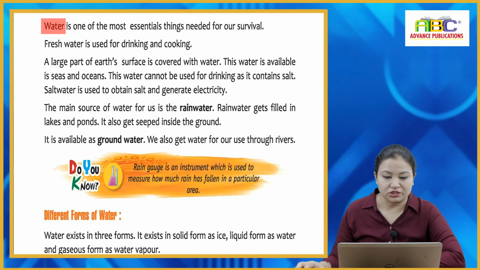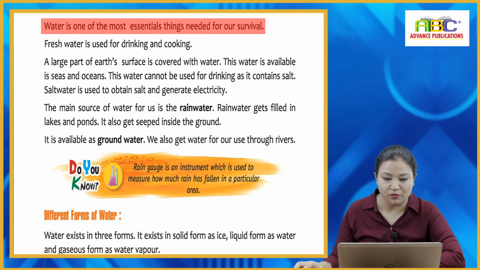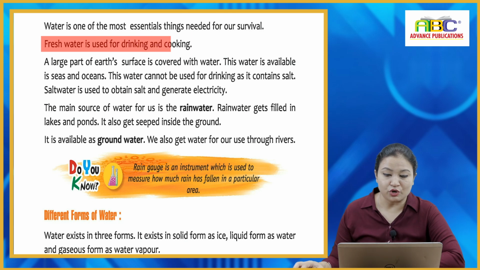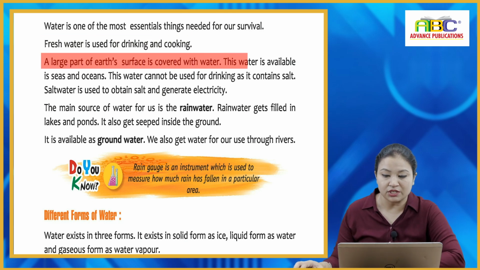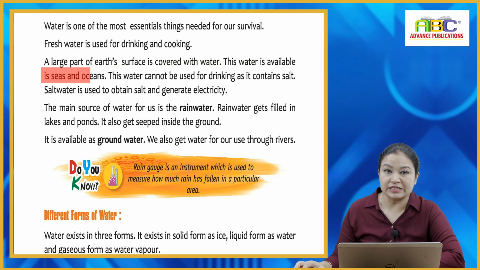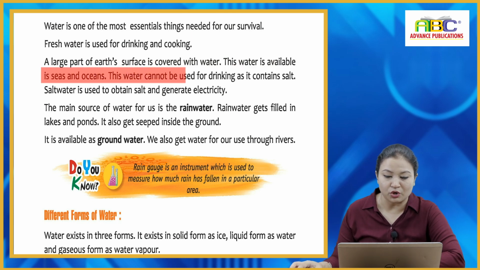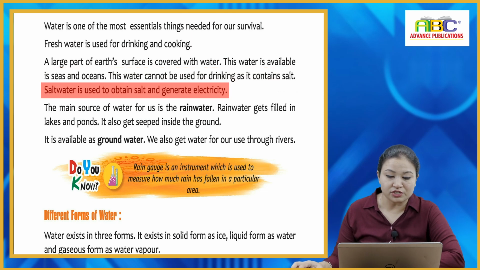Now water. Water is one of the most essential things needed for our survival. Fresh water is used for drinking and cooking. A large part of Earth's surface is covered with water. This water is available in seas and oceans. This water cannot be used for drinking as it contains salt. Salt water is used to obtain salt and generate electricity.